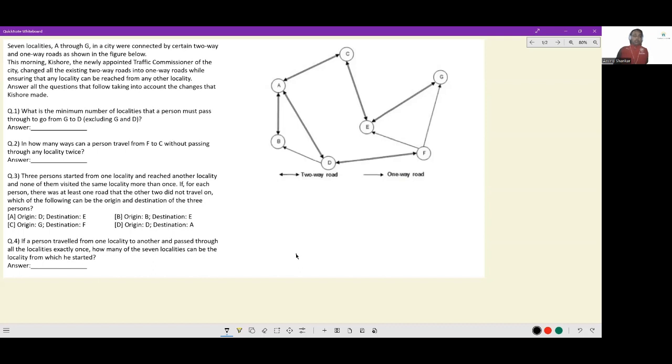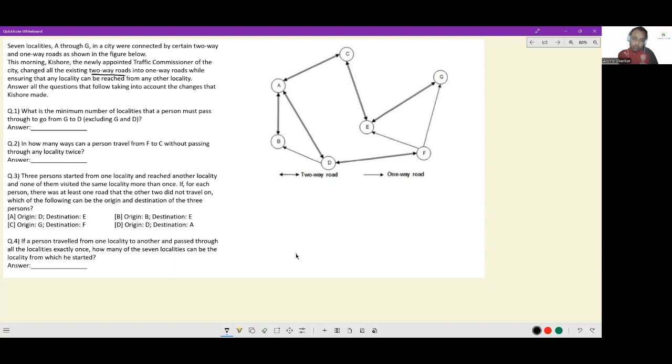Let's look at this question. 7 localities A through G in a city were connected by certain two-way and one-way roads as shown in the figure below. This morning, Kishore, the newly appointed traffic commissioner of the city, changed all existing two-way roads into one-way roads.